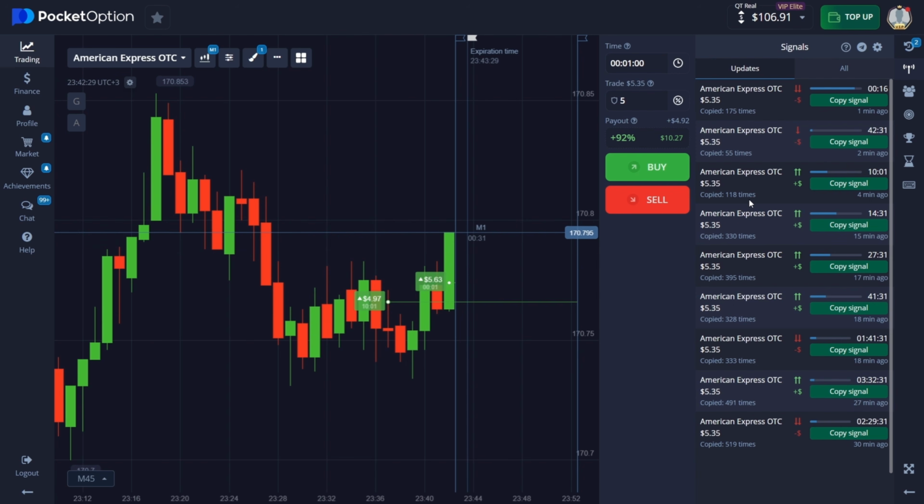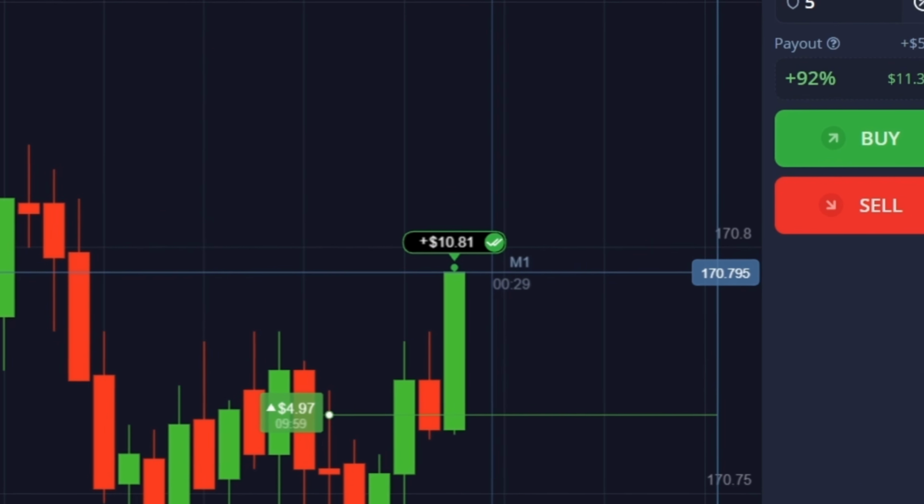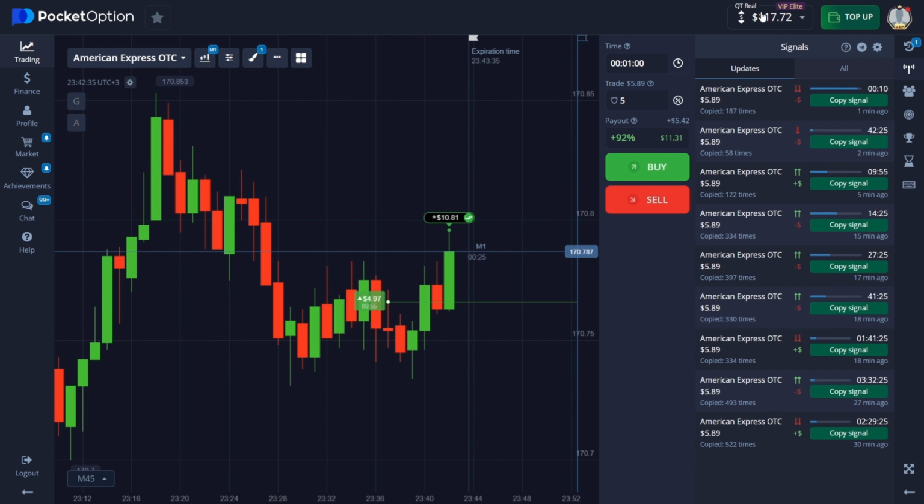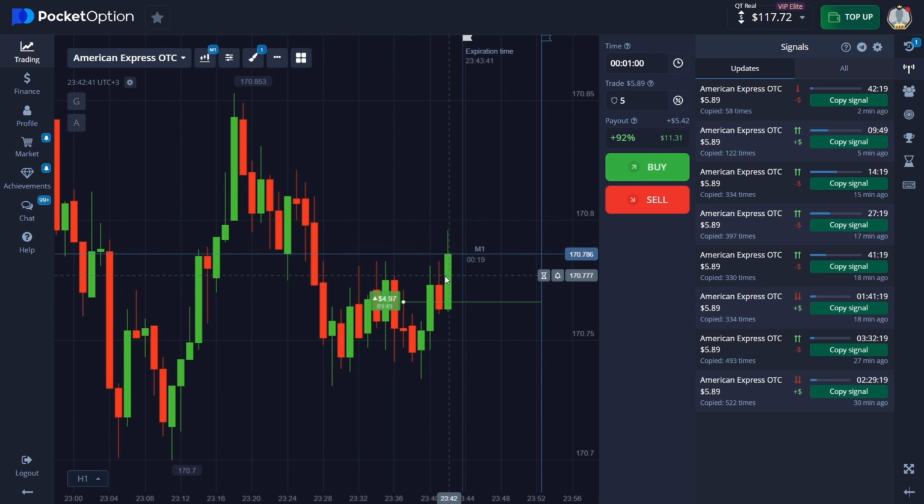And only a few seconds are left. And we won, so we won another trade. Let's find another trade for the lower time frame. As you can see, I have already gained a 17.72% ROI. There were no trades available on this asset for the lower time frame. You can also make money from these signals provided by Pocket Option.